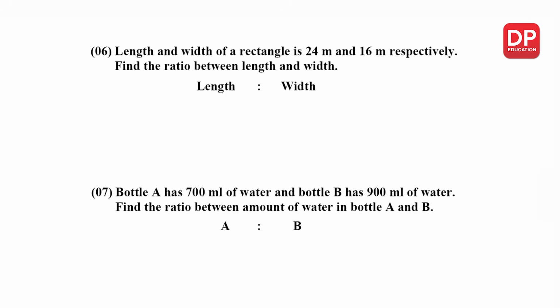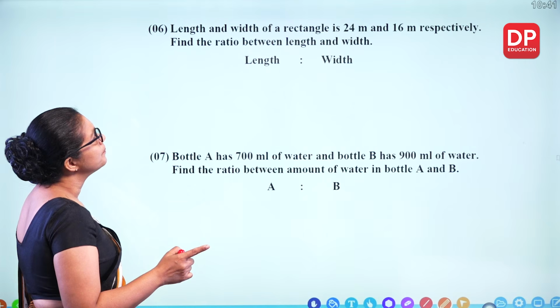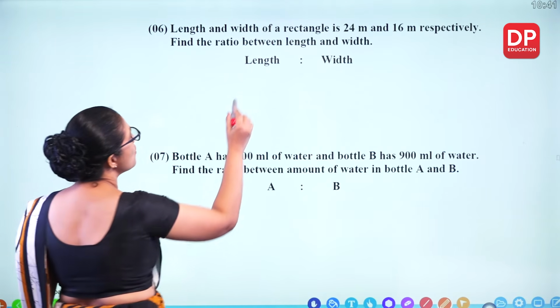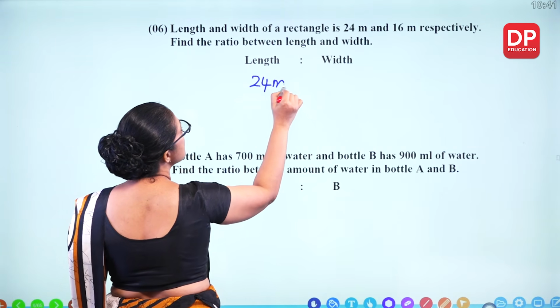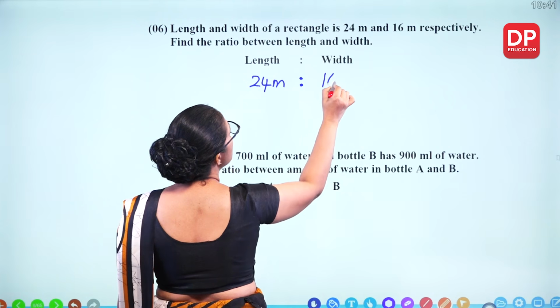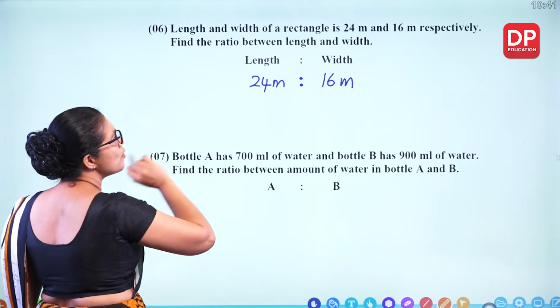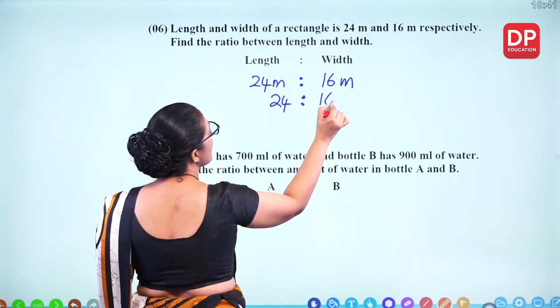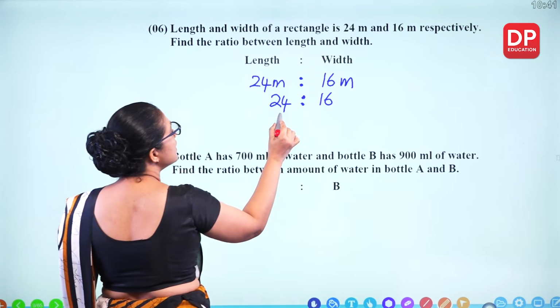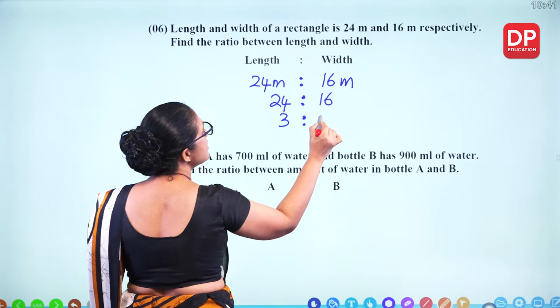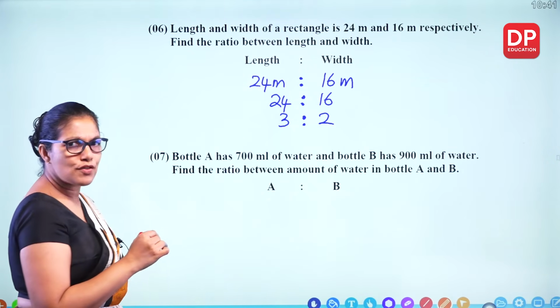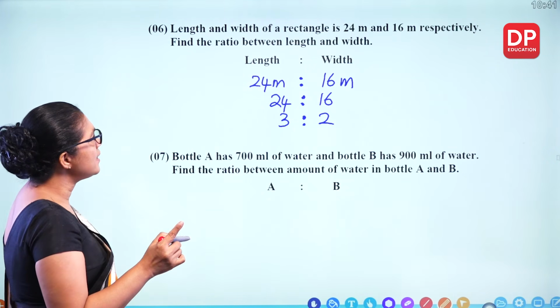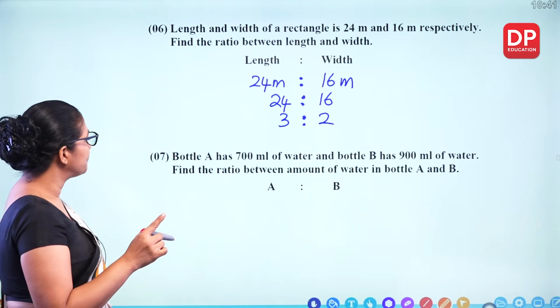Length and width of a rectangle is 24 meters and 16 meters respectively. Find the ratio between length and width. Both are in the same unit, so you can take without the units. Now divide by 8. 8 times 3, 8 times 2. That's the simplest form. So the ratio, length to width, is 3 to 2.